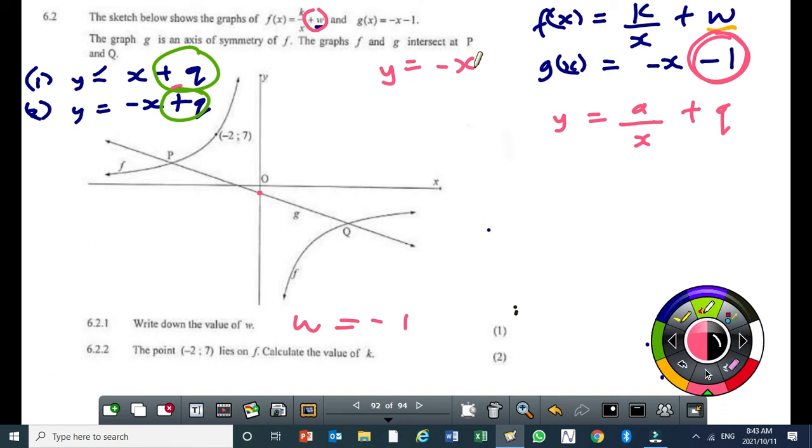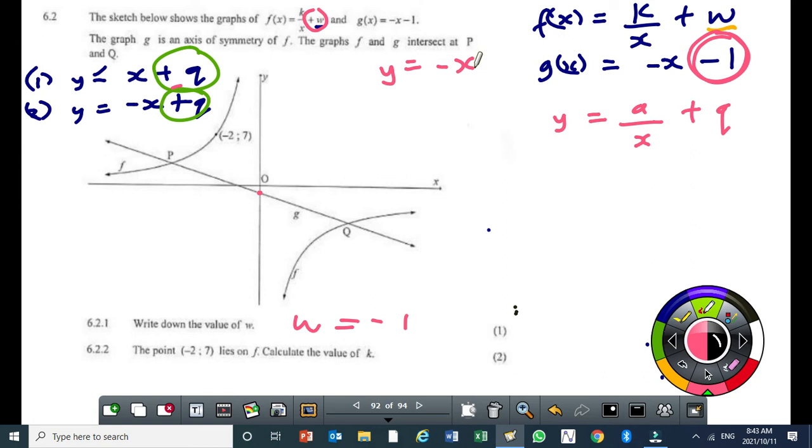And this is a line of symmetry with a negative gradient. For the basic graph, where w is 0, its line of symmetry is this. So if you move the line of symmetry down, the hyperbolic graph also moves down, and the asymptotes also move. Because we have a y-intercept, you see this minus 1 here, it is the y-intercept.